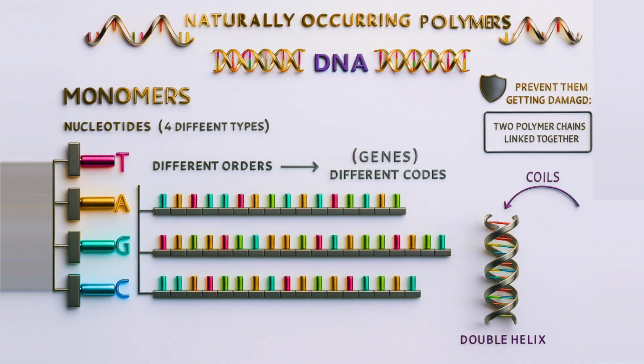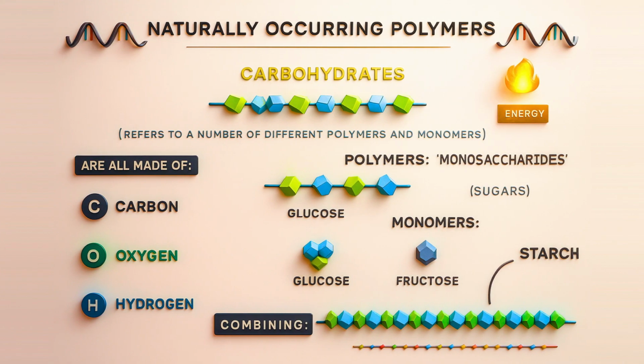The last group of naturally occurring polymers we'll look at is carbohydrates. This term is quite broad and refers to a group of biological molecules that are a major source of energy for living organisms. Carbohydrates are composed only of carbon, hydrogen, and oxygen atoms. The monomers in this group are called monosaccharides or simple sugars, and examples include glucose and fructose. When many of these sugar monomers join together, they form polysaccharides, which are carbohydrate polymers. Examples of polysaccharides include starch, cellulose, and glycogen.